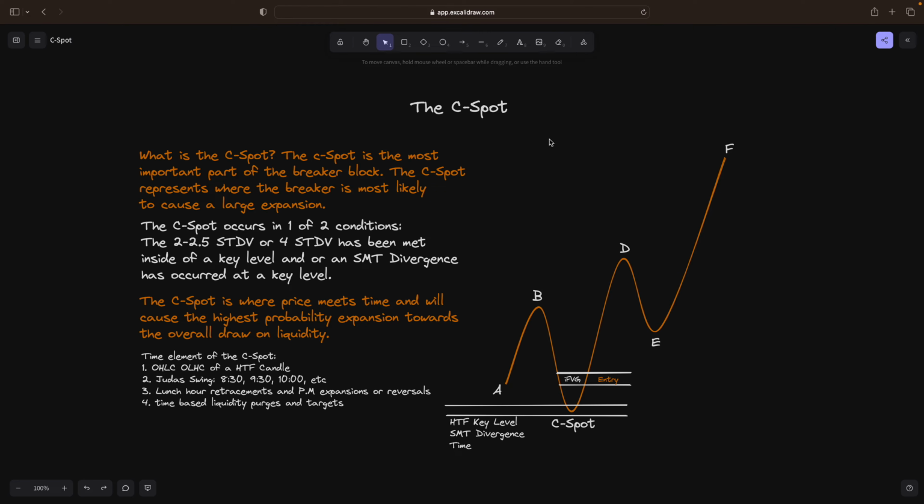If you watched the first episode, you know we're looking to capitalize on the expansion from C to D, and then the expansion from E to F. This is based on the principle of accumulation, manipulation, distribution, retracement, expansion. So E is the retracement into the breaker or unicorn, and then E to F is the second expansion leg from C to D. Then it's E to F. Okay. So what is the C spot?